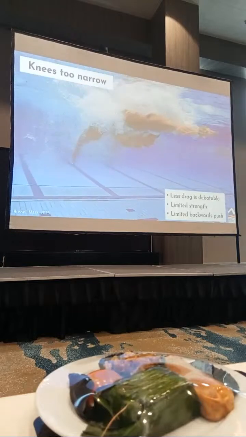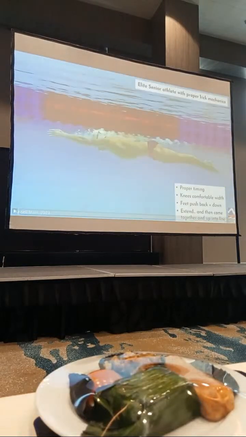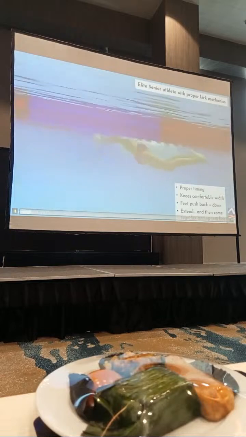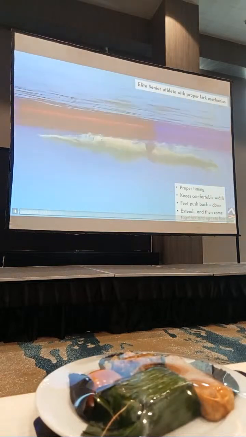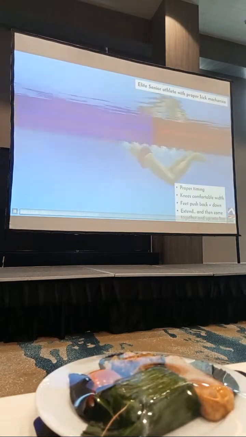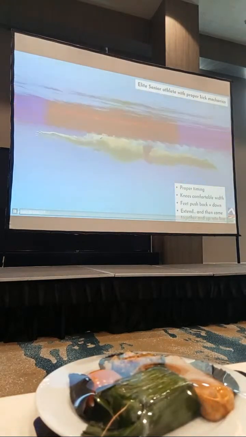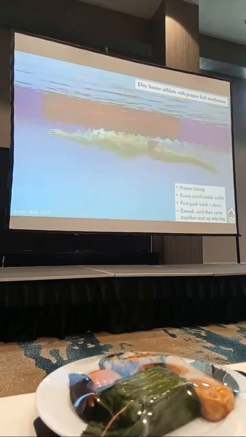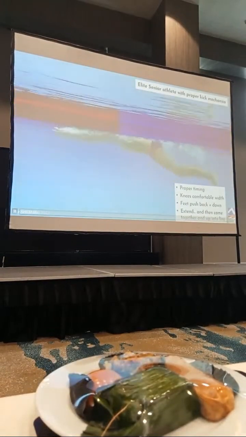And again, looking at this is a U.S. World Junior Team athlete, and I really like what they're doing with the kick. And I'll slow this down. I think I'll slow it down. No, it just plays fast.